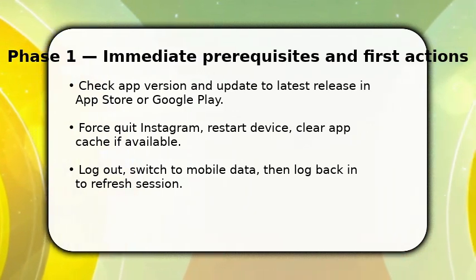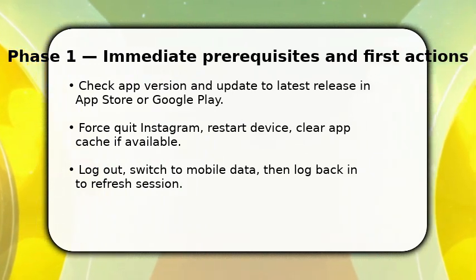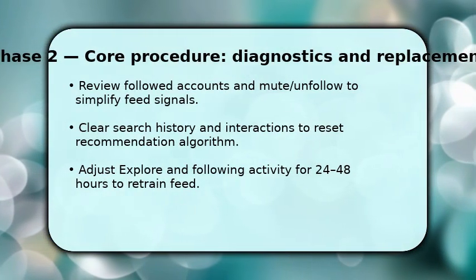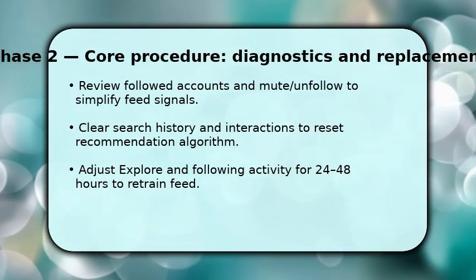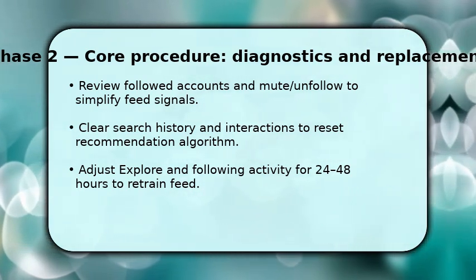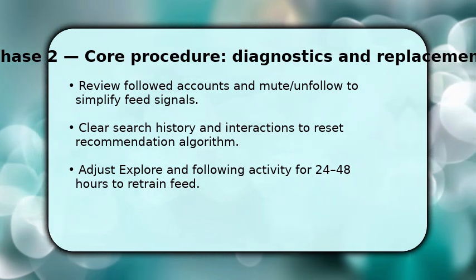Now you'll dig into the algorithm side. Prune accounts you no longer want to see and unmute profiles that interfere with relevant content, because Instagram weighs interactions heavily. Once you've pared down follows, clear search history and recent interactions to reduce noise. This helps the algorithm stop reinforcing outdated patterns.